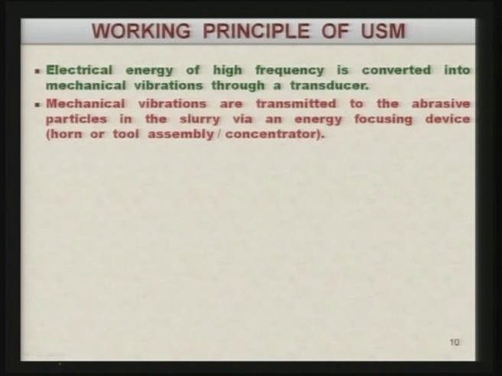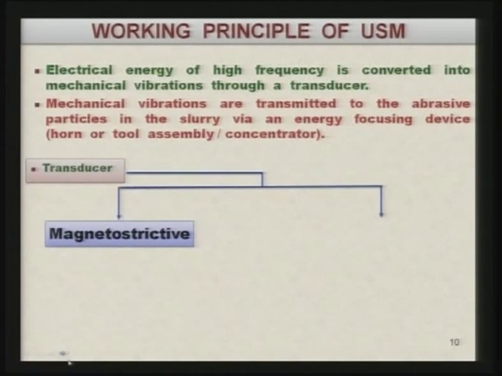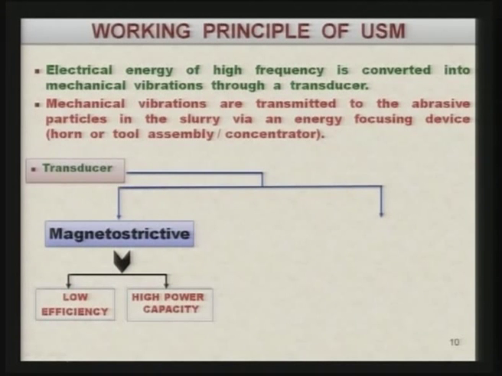Now, as we have seen, electrical energy of high frequency is converted into mechanical vibration through a transducer, and mechanical vibrations are transmitted to the abrasive particles in the slurry via an energy focusing device that is known as horn or tool assembly or concentrator. Now, these transducers are basically of two types. One is known as magnetostrictive type of transducer, which has certain characteristics, that it has low efficiency, but they can produce high power.